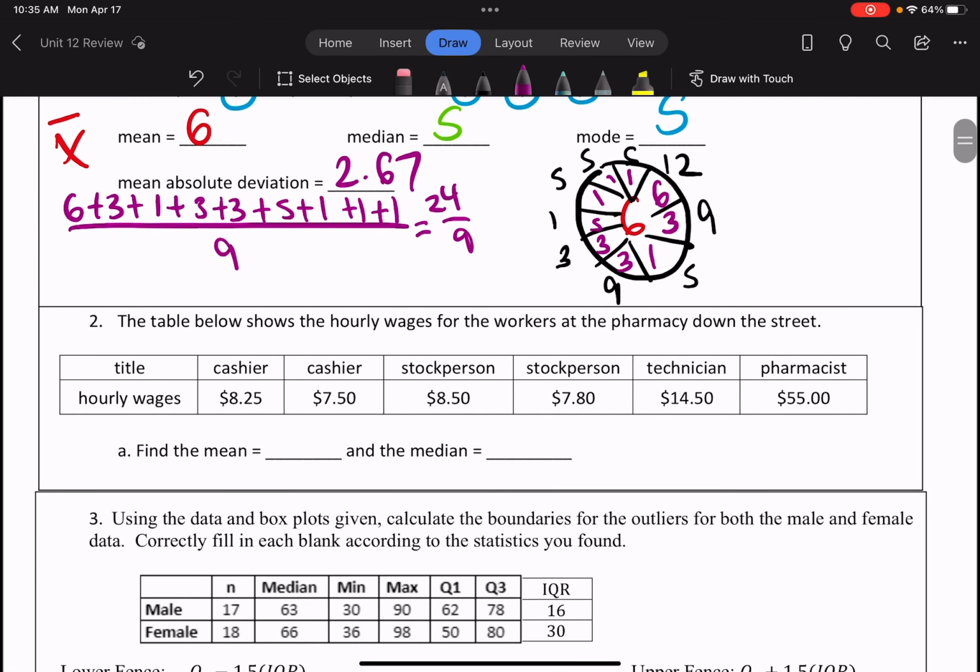That leads us to problem 2. So problem 2 says that the table below shows the hourly wages for the workers at the pharmacy down the street. And it is asking you to find the mean and the median from this data. So go back to your data table in your calculator. So you're going to hit data again, and clear out those values. Then I'm going to go ahead and put in 8.25, 7.5, 8.5, 7.8, 14.5, and 55. These are the values listed on this table.